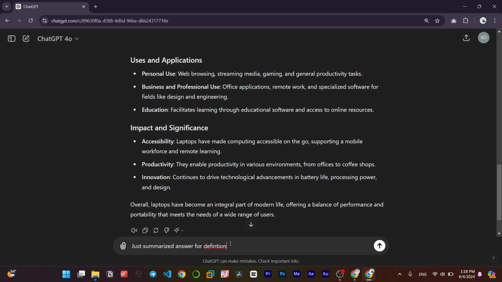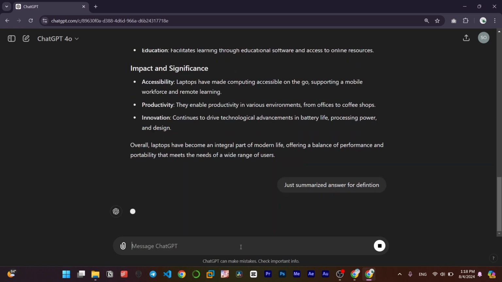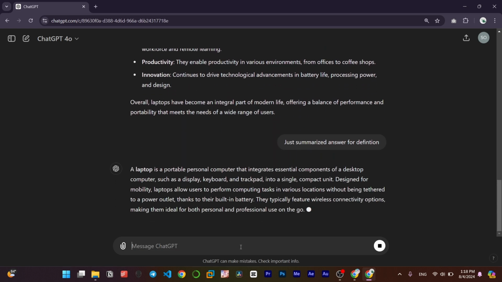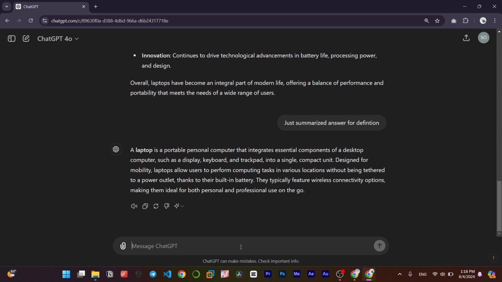And if you write something wrong like this, you can correct it, but it doesn't matter. ChatGPT can correct it for you. This is one of the amazing parts of ChatGPT. As you see, again, it provides me a summarized answer, a portable computer that integrates essential components of a desktop computer, and blah blah blah. Okay.